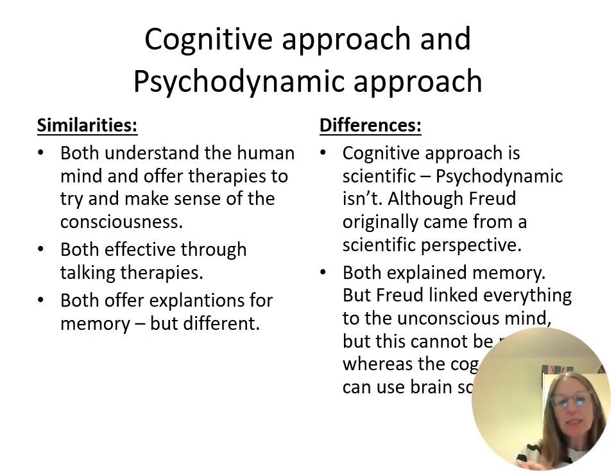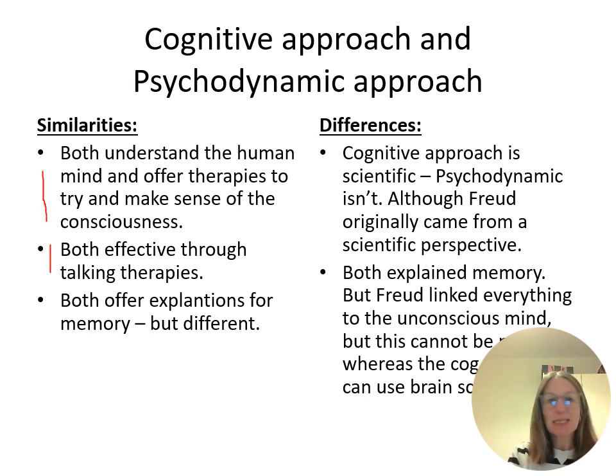Now, on the next slide is a table where you can look at all of the linked approaches. So you can see which ones you need to make sure that you can link to, so that you would get that if you do this sort of task. So both understand the human mind. So you've got similarities and differences. Then you can put that into an essay. Both understand the human mind, offer therapies to try and make sense of consciousness. Both effective through talking therapies.